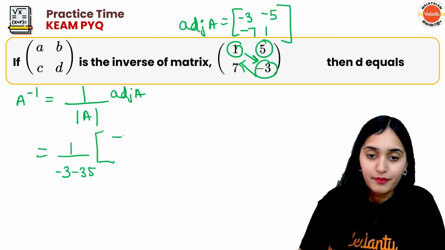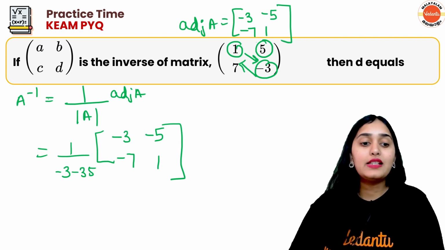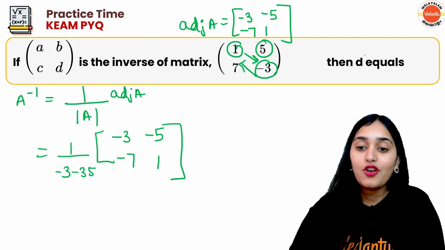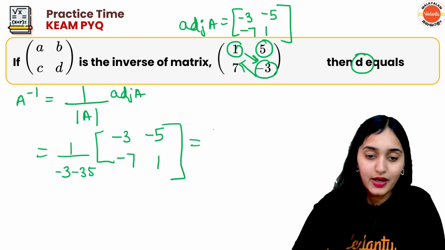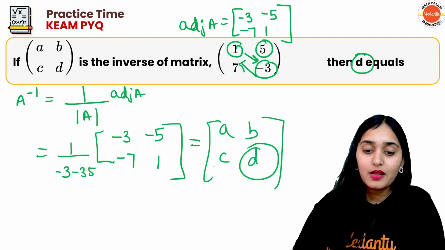So it will be minus 3, minus 5, minus 7, and 1. So this is A inverse. Now, they are asking you the value of D. So this is equal to A, B, C, D. So, what is in the place of D?